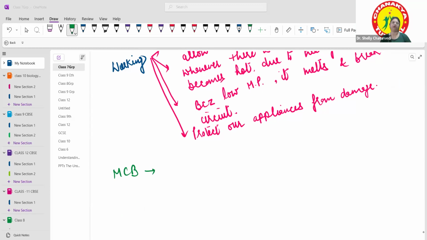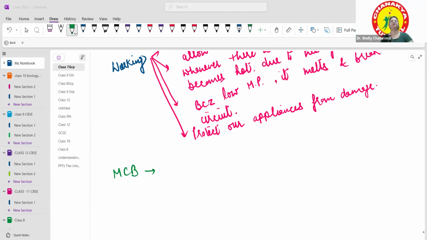Yes, very good. And how is fuse able to do so? Ma'am, fuse has a type of coil inside it, which is made up of an alloy of lead and tin. There will be a certain amount of current passing through it. If more current passes through it, the coil will melt, and that causes a break in the circuit, ma'am.